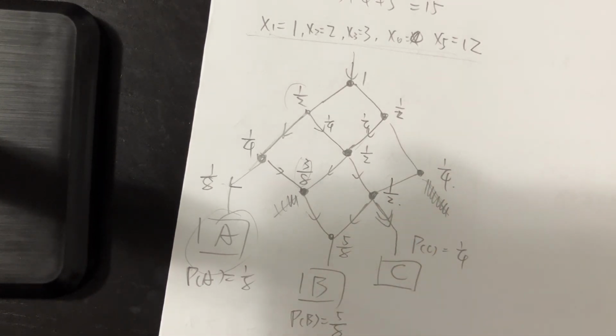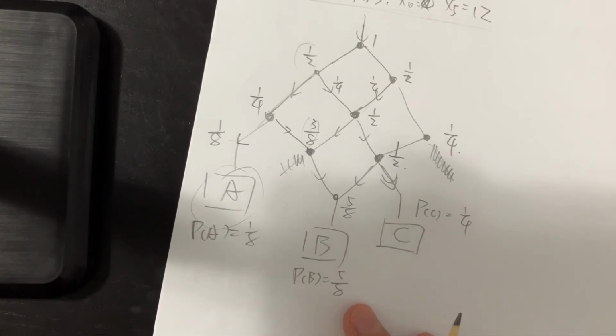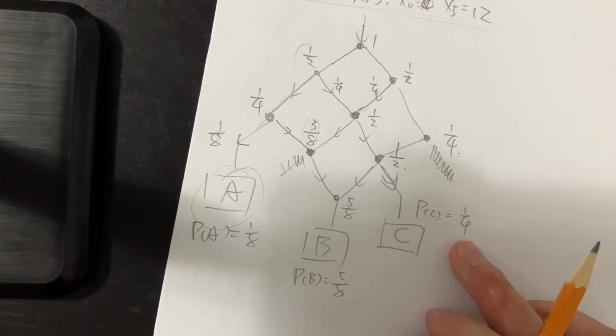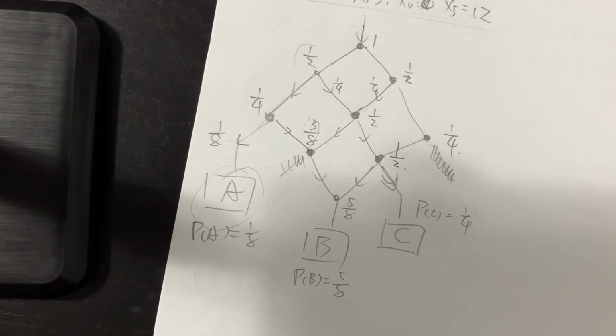It's a kind of a double check. Let's add them up. 1/8, 5/8, that is 6/8. 1/4, that is 2/8. 6 plus 2 is 8. So everything adds up to 1, which looks good. Okay, now we've got PA, PB, and PC respectively.